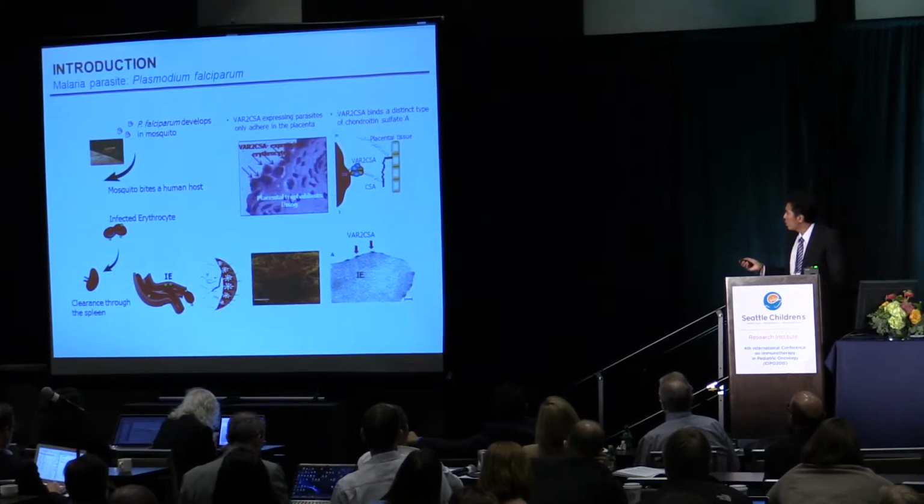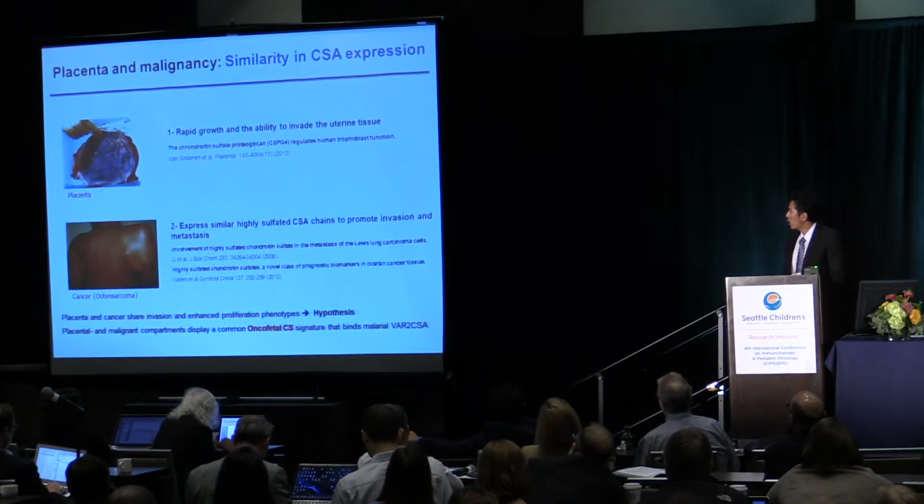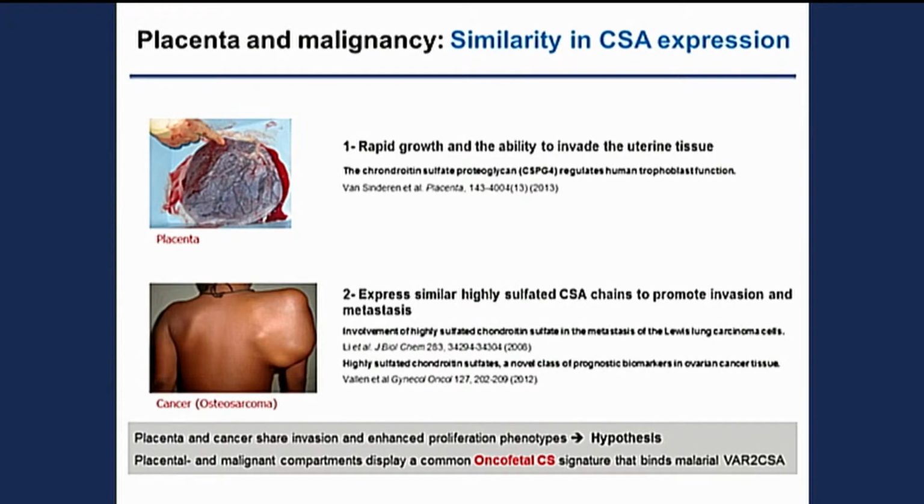Before going to the experimental results, I would like to reintroduce the phenotypic similarity between the placenta and malignancy, because they both show re-expression of a less differentiated stage, invasion into the surrounding structure, and a rapid proliferation rate. With our findings, we conclude that the placenta and malignant compartments share a similar oncofetal CS signature.